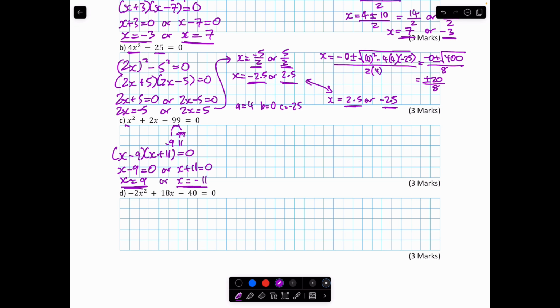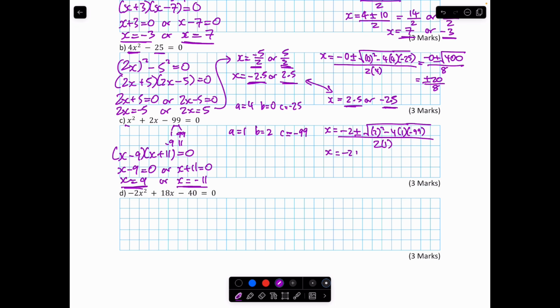Doing the proper way, but I'm showing you the quadratic formula option. What is your A? A is equal to 1, B is equal to 2, C is equal to negative 99. So plug that into the quadratic formula, negative 2, because B was 2, plus or minus the square root of 2 squared, take 4 lots of A, which was 1, C, which is negative 99, over 2 lots of A, which was 1.